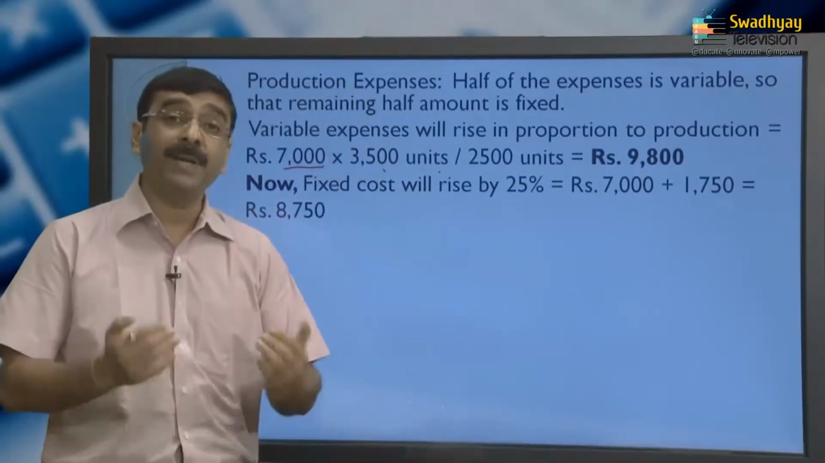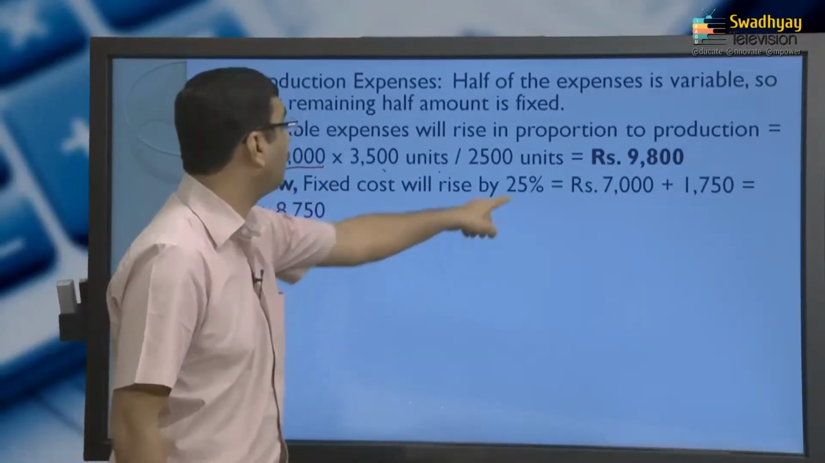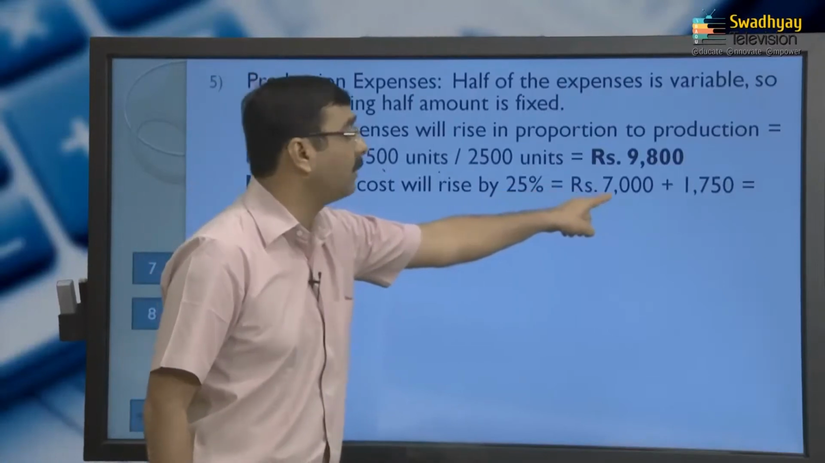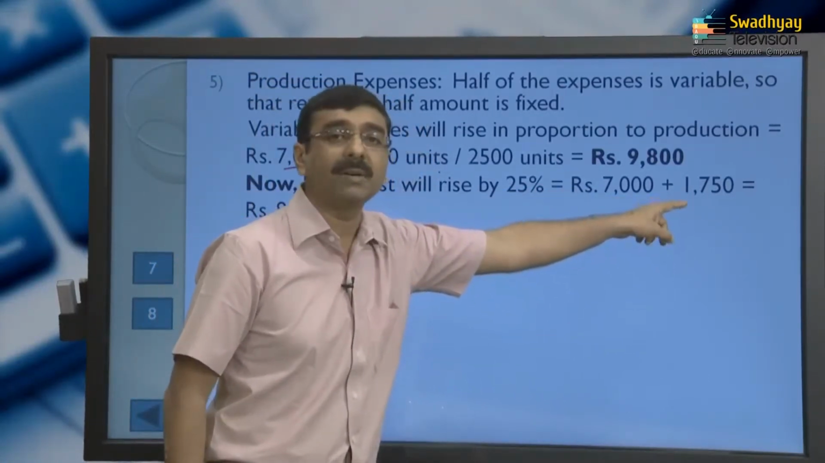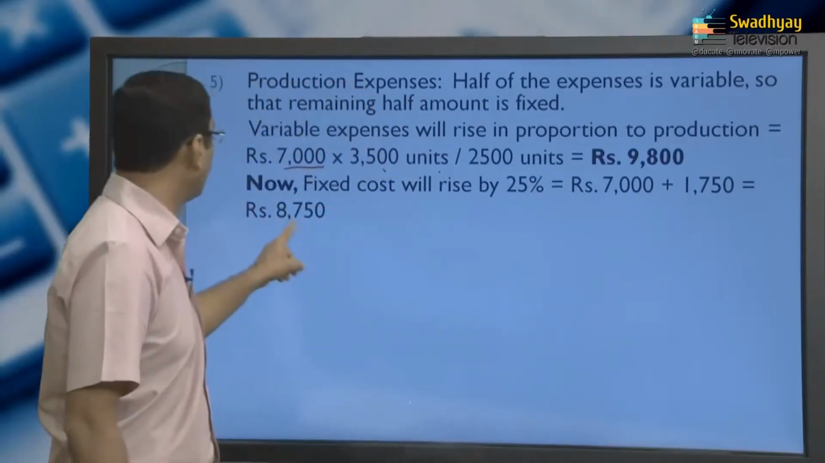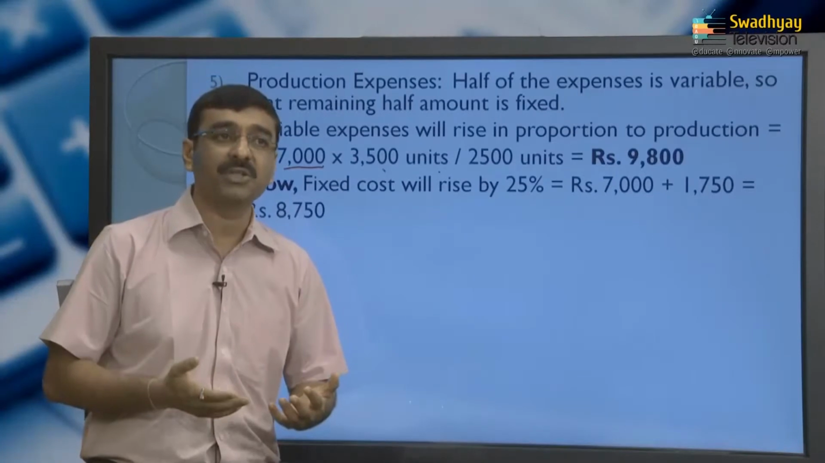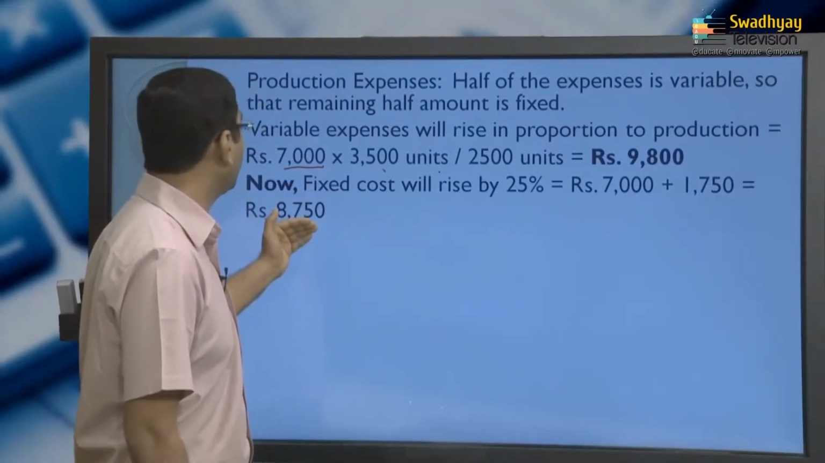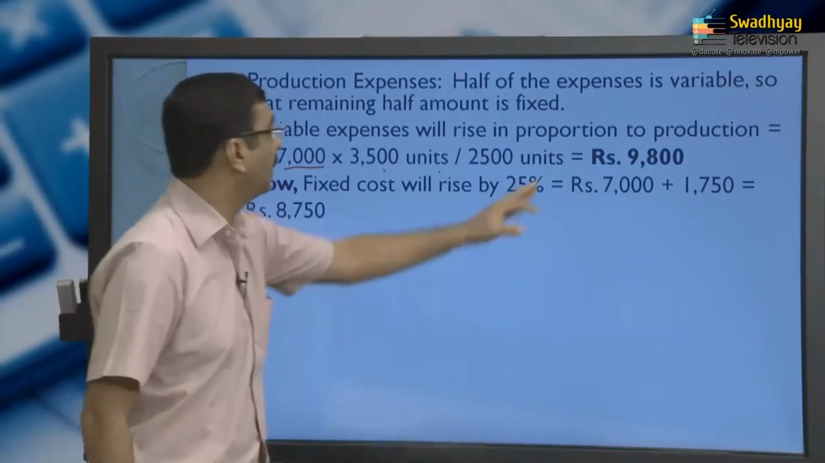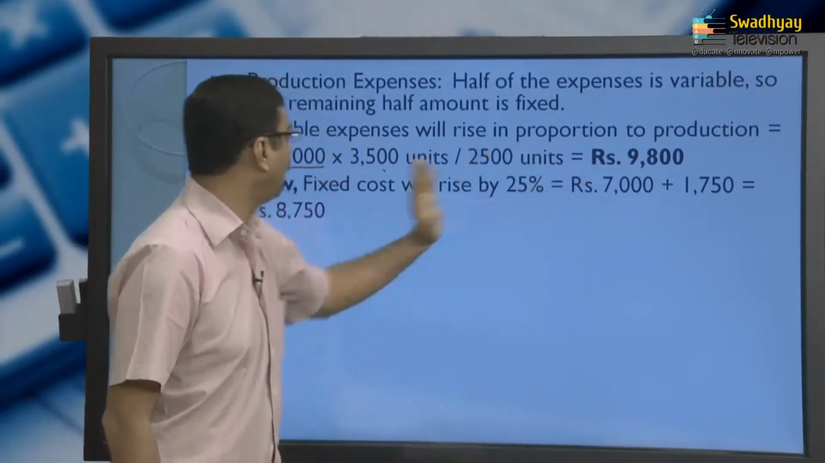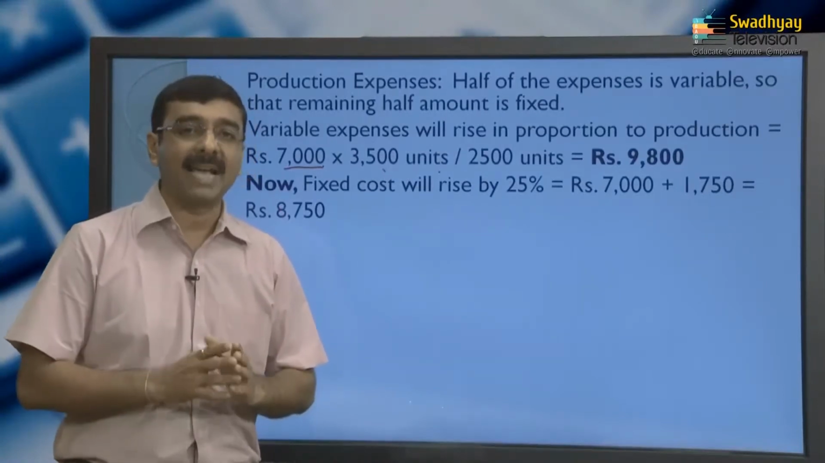But the fixed expenses is increased by a certain percentage and that is 25%. So now 25% will be applied on this remaining 7000, which would change by 1750 rupees, which comes to 8750 rupees. So now this is the fixed expenses change. On the basis of the certain changes, the total amount of production expenses are going to change. The 9800 is variable and 8750 rupees is the fixed expenses.